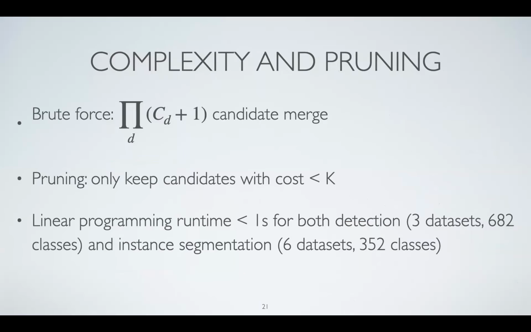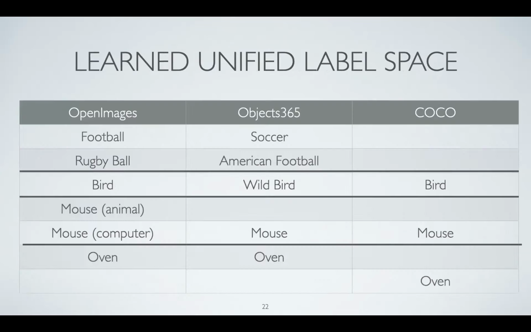So if we implement this linear optimization in a brute force way, it requires an exponential runtime due to the need to enumerate all possible merges. And we simply prune the merge space by early removing high cost merges. For example, we early remove merging a car with a table in the label space. After pruning, the overall optimization finished within 1 second for both object detection, which includes 3 datasets and 682 classes, and instance segmentation with 6 datasets and 332 classes.